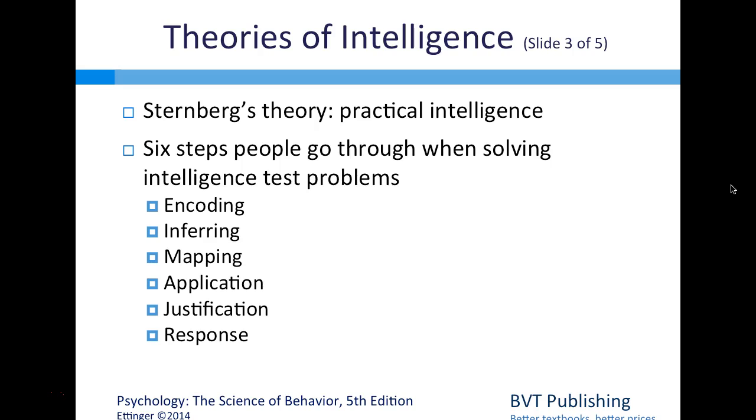So first is encoding, which is identifying the key terms or concepts in the problem and retrieving any relevant information from long-term memory. Second step is inferring, determining the nature of relationships that exist between these terms or concepts. Third is mapping, clarifying the relationship between previous situations and the present one. Fourth is application, deciding if the information about known relationships can be applied to the present problem. Fifth step is justification, deciding if the answer can be justified. And sixth is response, providing the answer that seems best based on proper information processing at each of the previous stages.